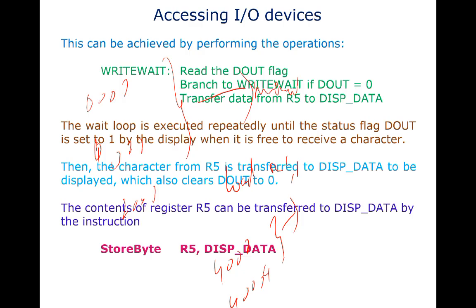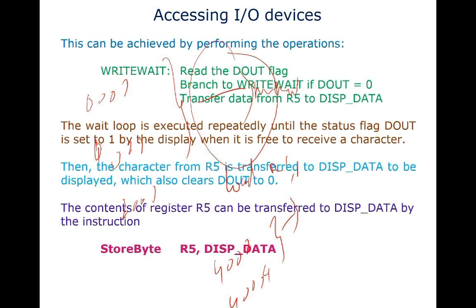With respect to the data out flag, it automatically branches to the top, write wait, if DOUT is equal to 0, and transfers R5 to the display data. So the register R5 is what we need to display, as the display data output. R5 has some data value, and that will be stored in the display data output.